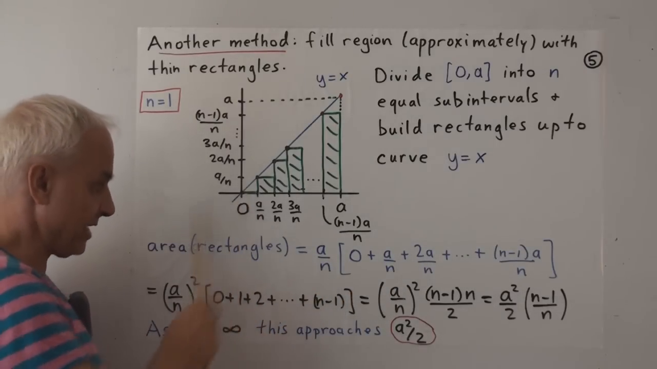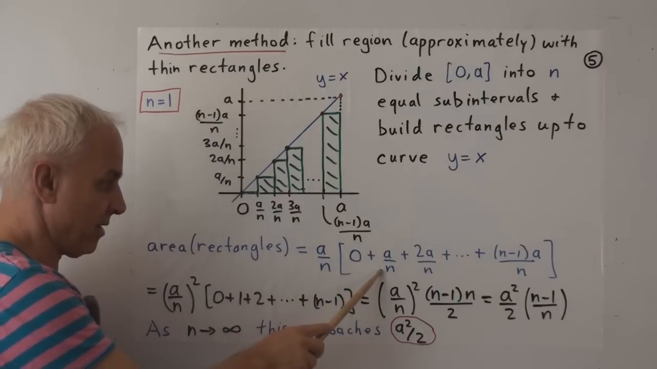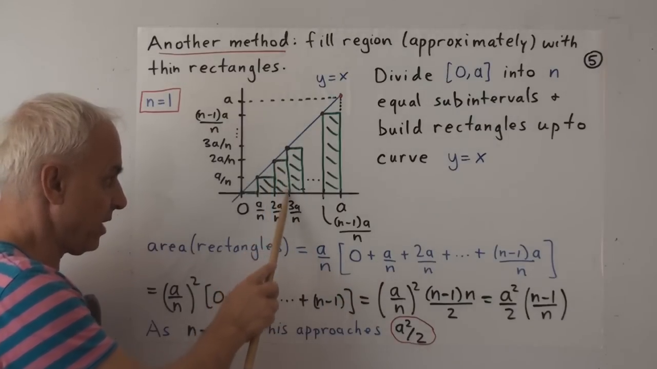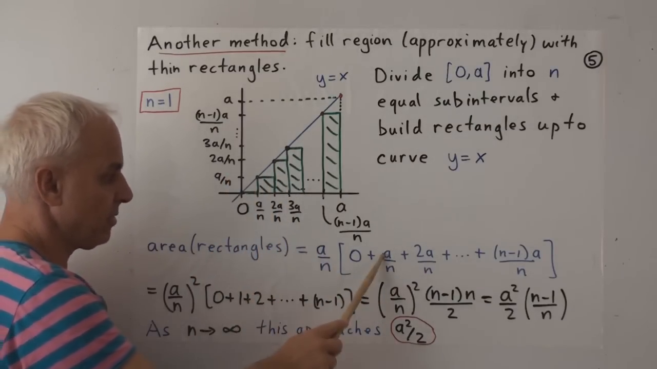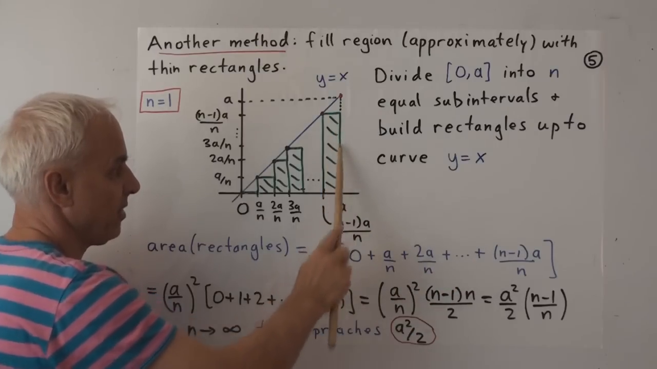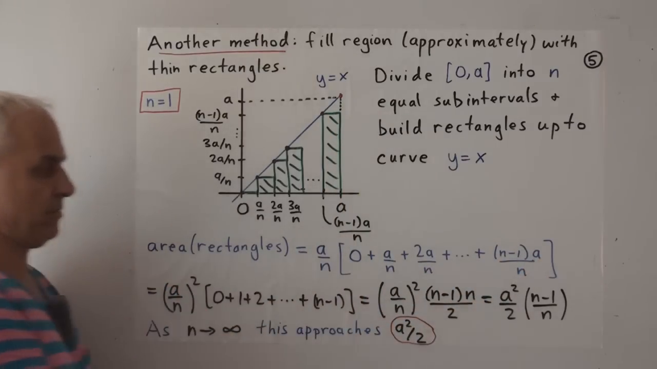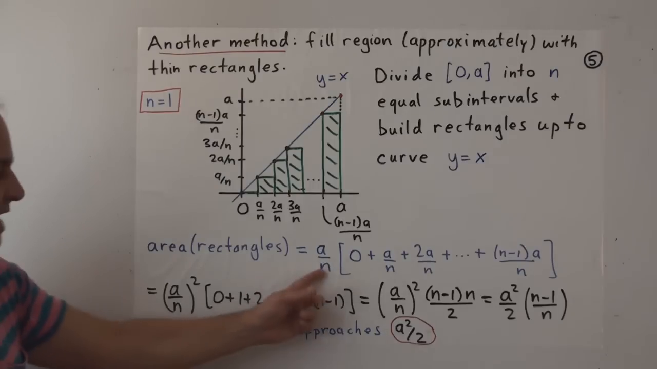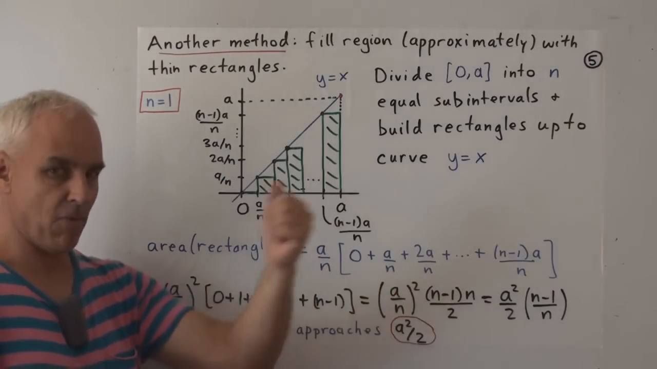The first rectangle has height 0. The next rectangle has height a over n. This second one here has height 2a over n. All the way up to the last one, this one here, whose height is n minus 1 times a over n. Base times height. The heights are increasing. We have to add them all up.